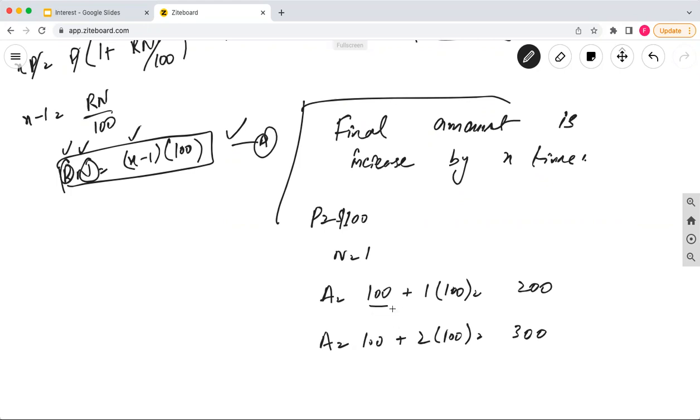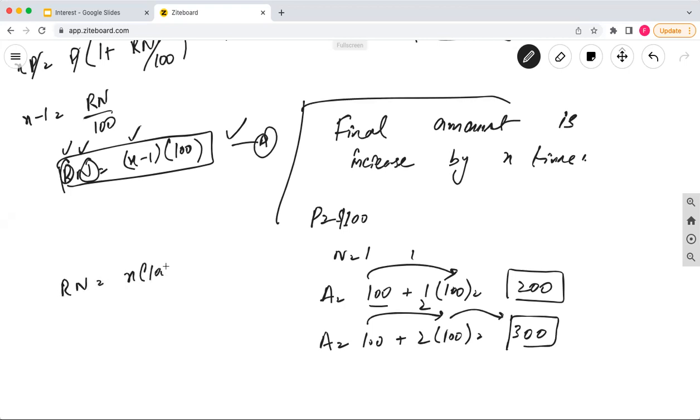So just see that this is an increase of 1 time. This is an increase of 2 times. By increasing 1 time, our value becomes twice the actual investment. And after adding 2 times, our value is thrice the actual investment, right? So if I make this formula for such a case, there's only one difference: R1 will be equal to x into 100, not x minus 1 into 100. So you got this formula?